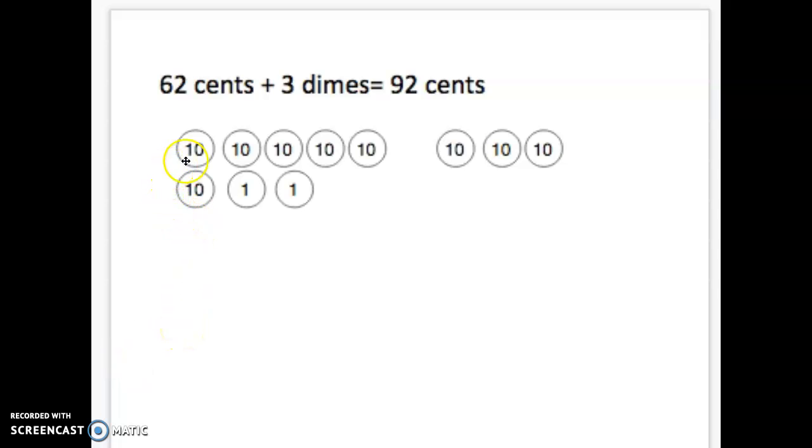Here, I drew out 62 cents. 10, 20, 30, 40, 50, 60, 61, 62. And then I drew 3 more dimes. 10, 20, 30. You can put all your tens together. 10, 20, 30, 40, 50, 60, 70, 80, 90, 91, 92. Or start with 62 and then count on by 10. 62, 72, 82, 92.